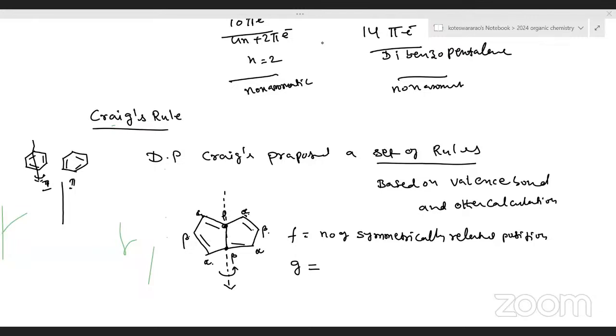Okay, right. Now the G in this molecule: especially in this molecule, there is no exchanging of spin symbols on rotation. Therefore, the G is 0.